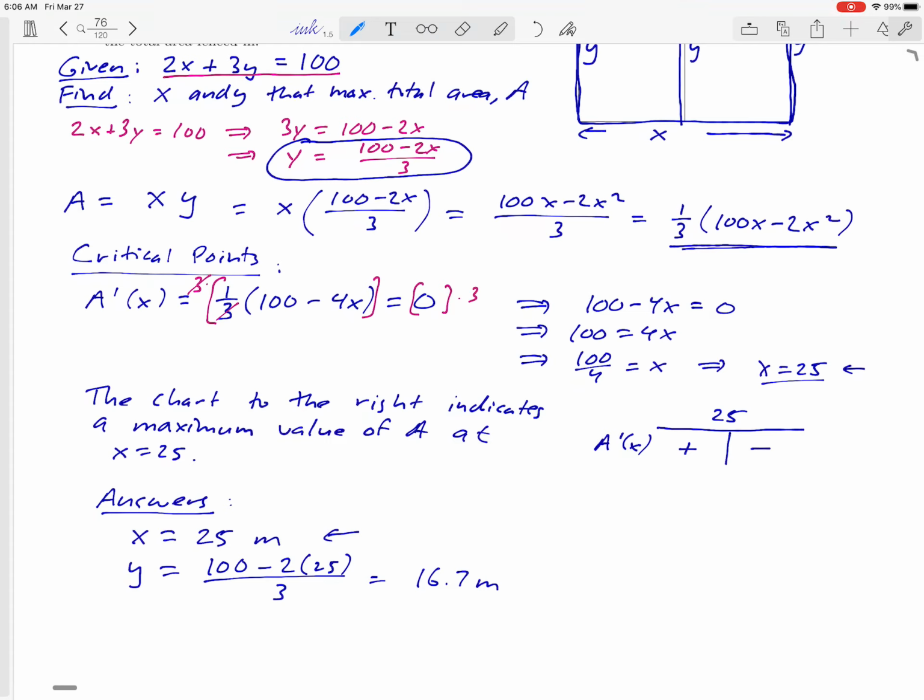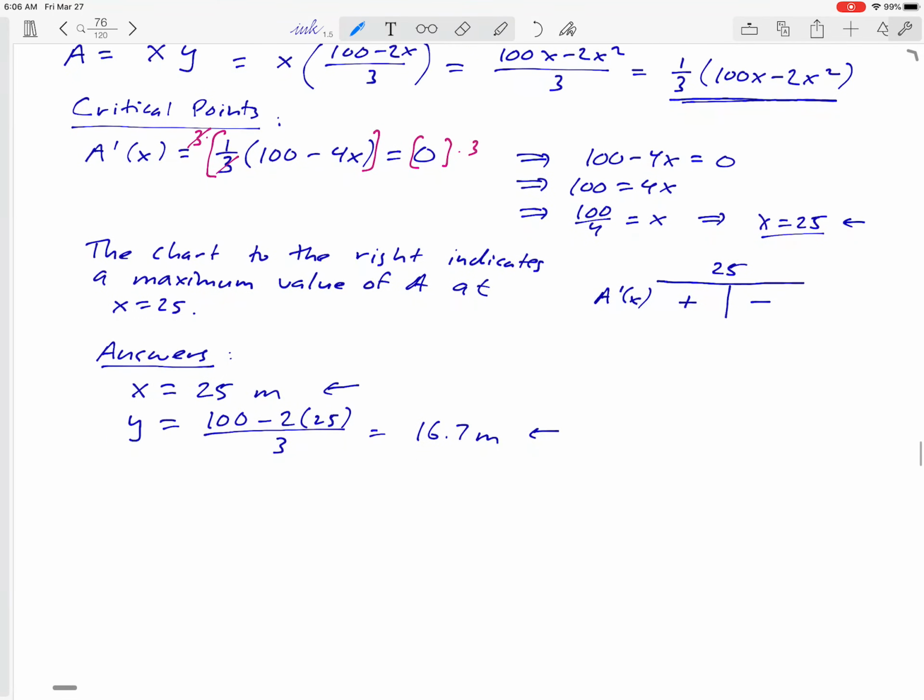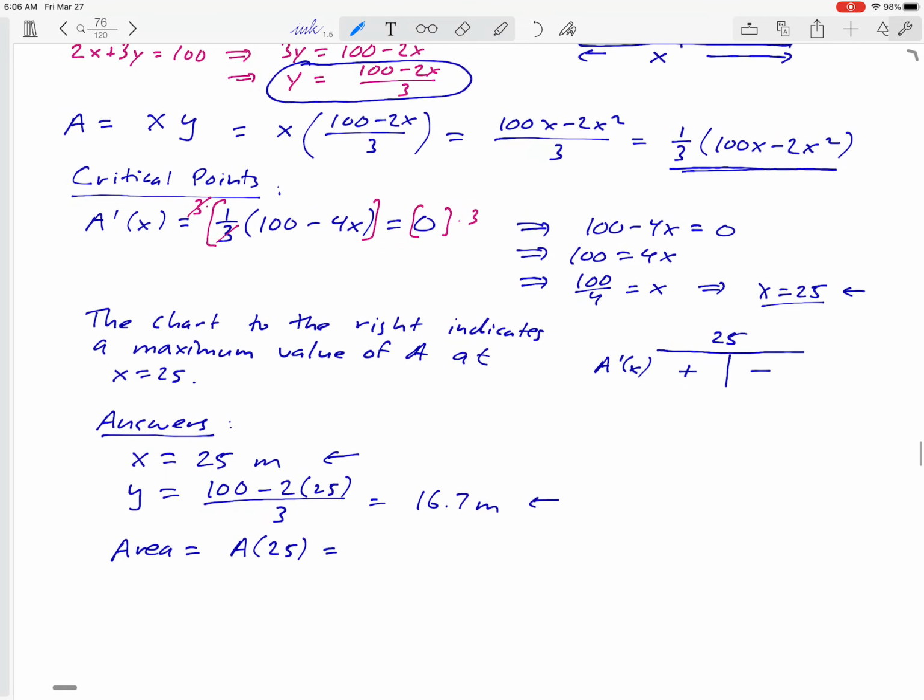Okay, so far what we know is that to get the biggest possible area, we want to make the width of our field 25 meters and the height of it 16.7 meters. So there are two of our answers. And what's missing is the maximum area here. Okay. So the area we can get by taking the formula for the area and just plugging in x equals 25.